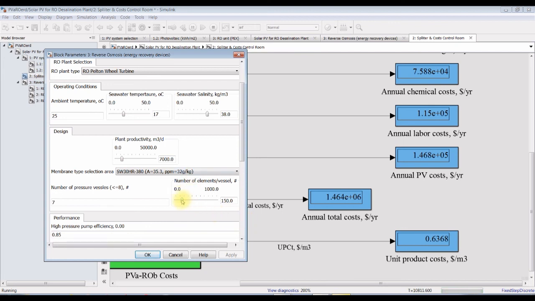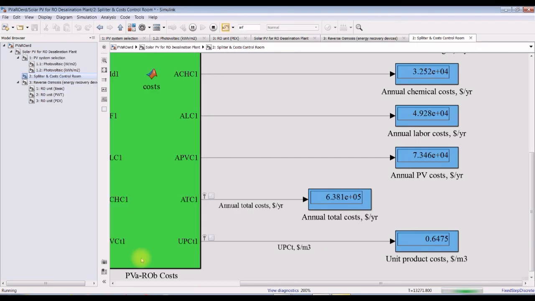Okay, again, decreasing the number of pressure vessels will increase the cost. Okay. Therefore, we have to decrease the total plant productivity. I'm going for 3,500. Let's get down to 40s. Okay, 40s. Yes. Stop.